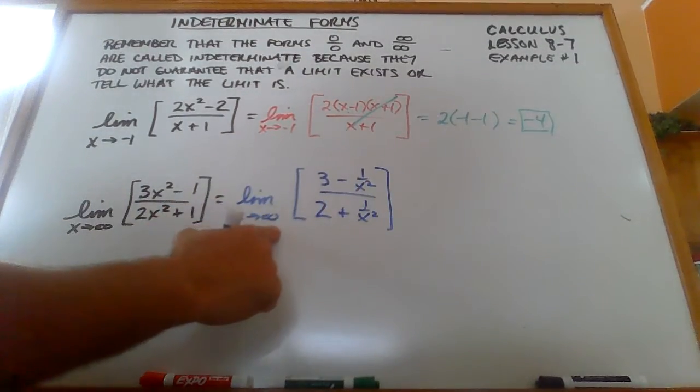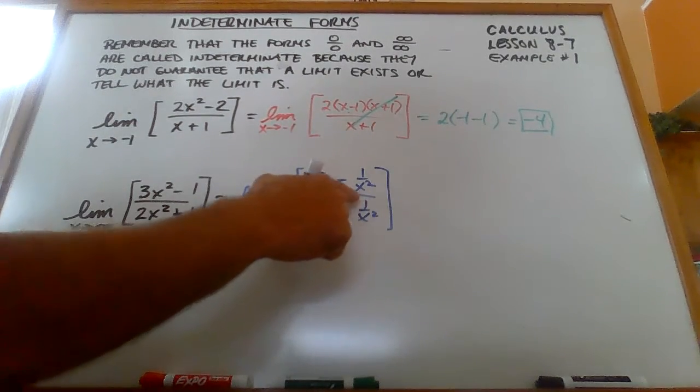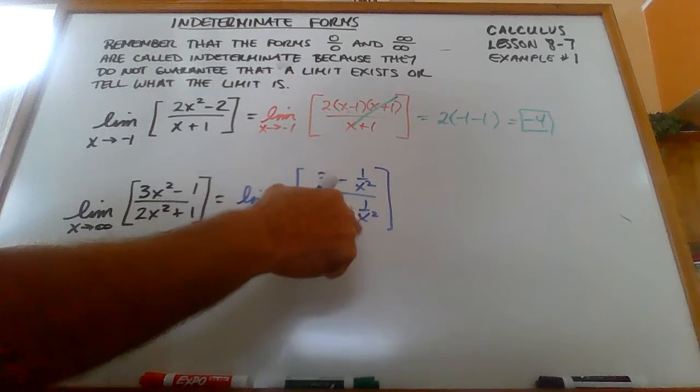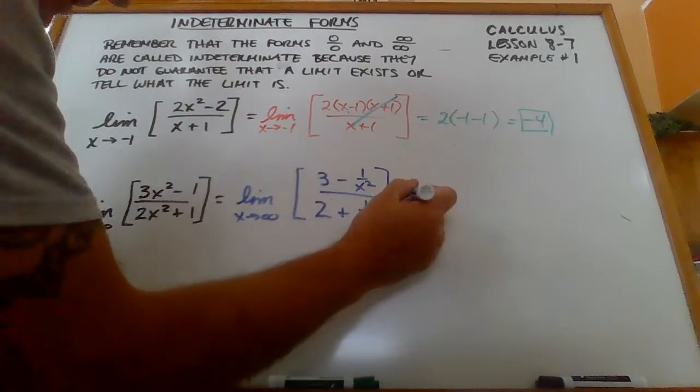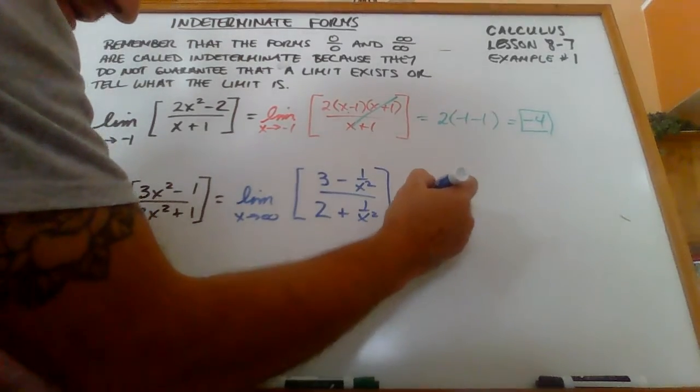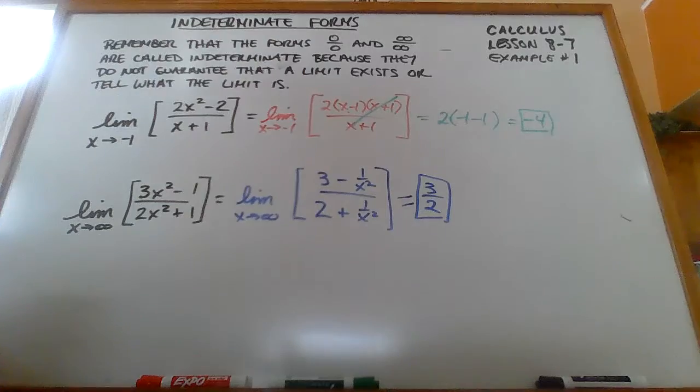Now, as x goes to infinity, this number gets bigger, but the whole fraction gets smaller, so this goes to 0. This also goes to 0. So this ends up being 3 over 2. And so that was our limit. So that was two techniques we had for dealing with indeterminate forms.